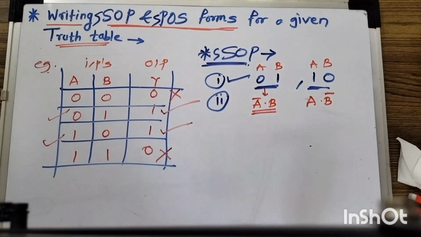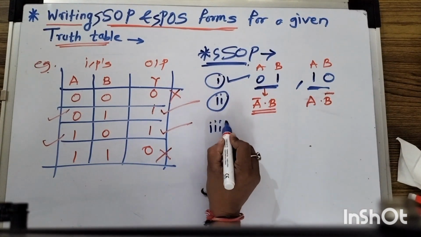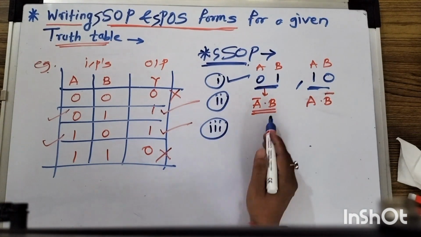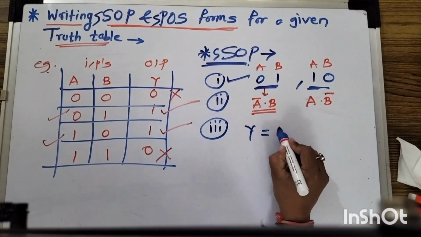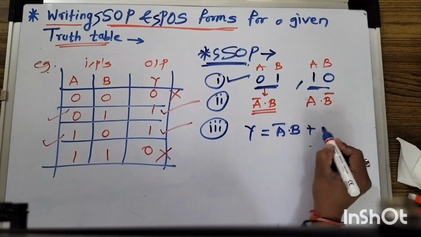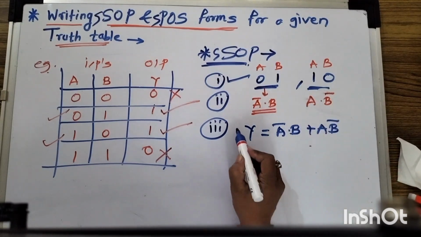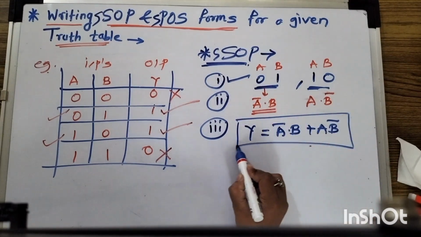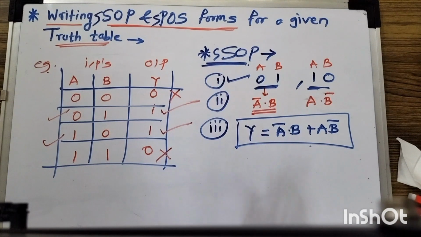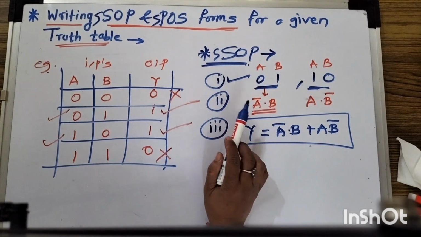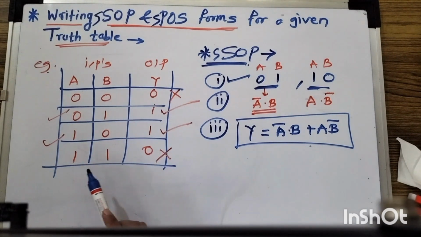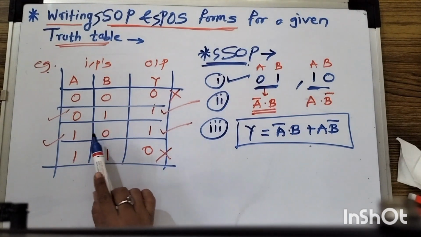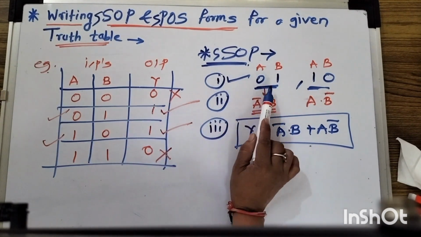What is the third step? In the third step, we just have to logically OR these two product terms. So just the logical OR operation of these two product terms, and here is our standard SOP form. So it is that simple. What we have done till now: from the given truth table we have found the input combinations for which the output is 1. That is our first step.